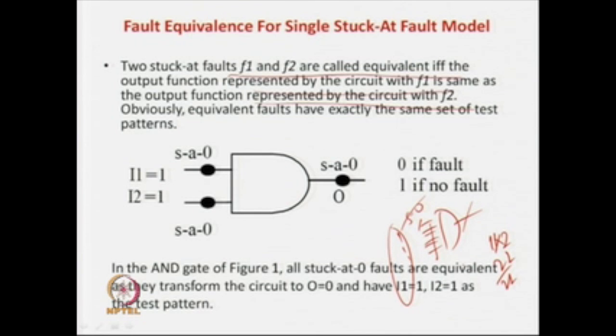So this holds for a 2-input AND gate, and similarly you can make it an n-input AND gate. The number of stuck-at 0 faults that need to be considered is only 1.